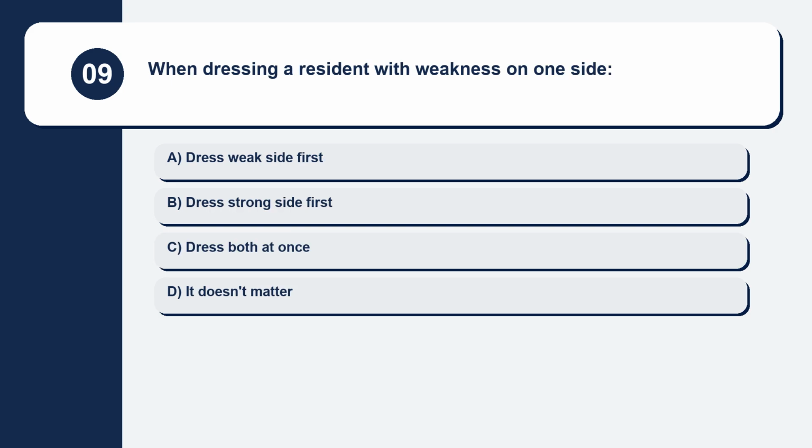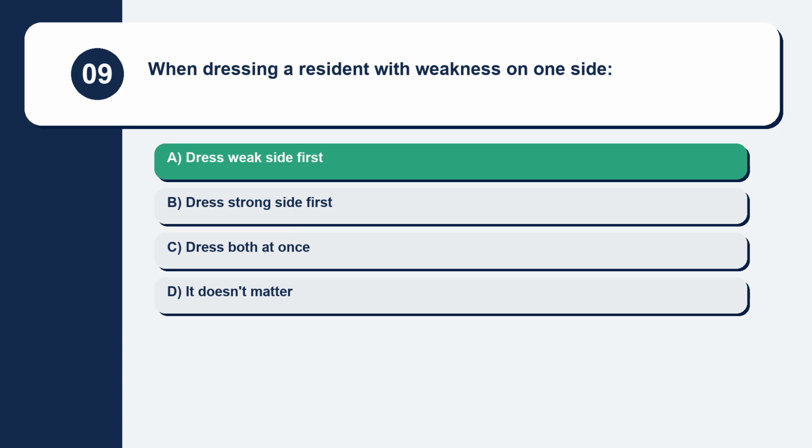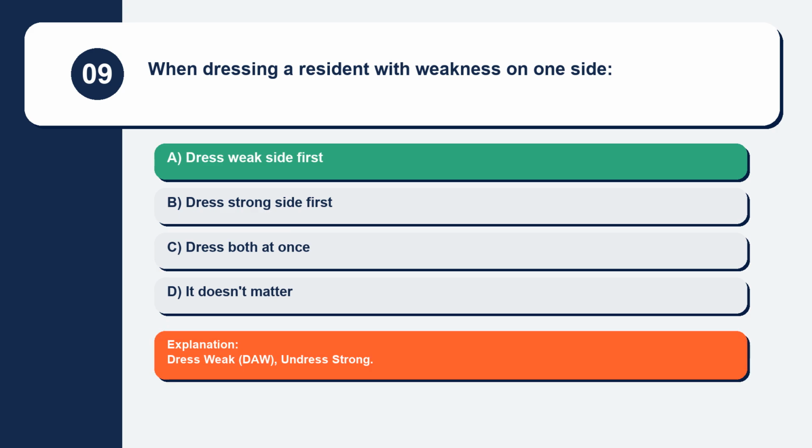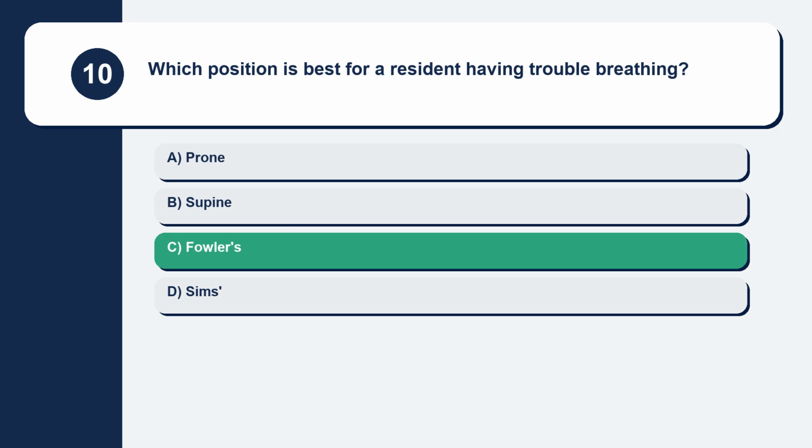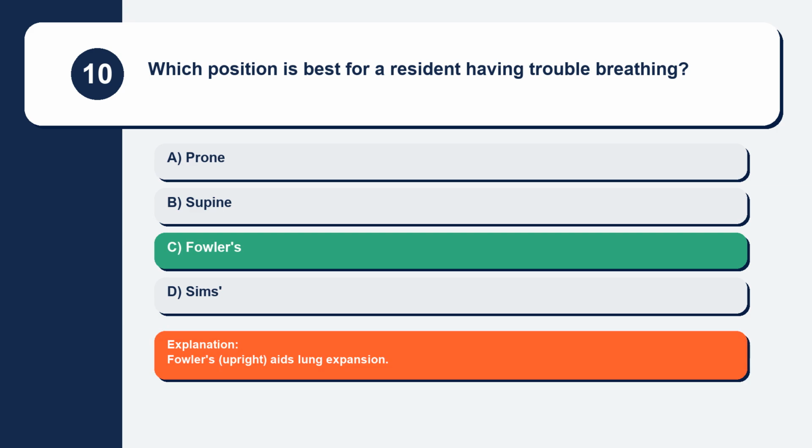Question 9. When dressing a resident with weakness on one side: dress weak side first, dress strong side first, dress both at once, it doesn't matter. Dress weak side first, and then dress strong. Question 10. Which position is best for a resident having trouble breathing? Prone, supine, Fowler's, Sims. Fowler's, upright, aids lung expansion.